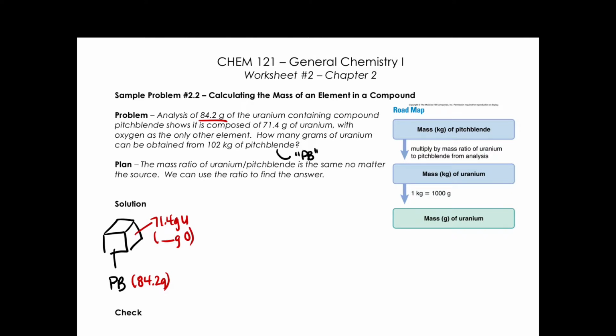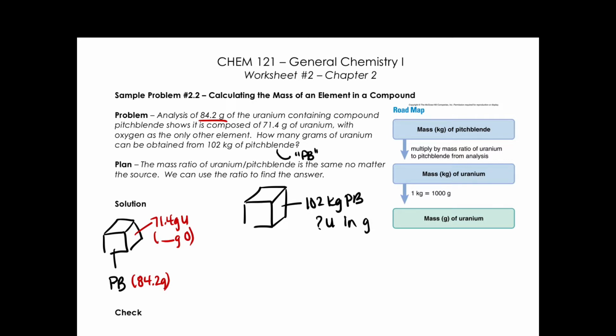Now the problem asks us to think about what if you had a cube of pitchblende that was a little bit bigger? Now we're going to have 102 kilograms of pitchblende. How much uranium is here in grams? We can already see that if 84.2 grams of pitchblende has 71.4 grams of uranium, and we're already up to 102 kilograms, there's going to be a lot of grams of uranium in there.